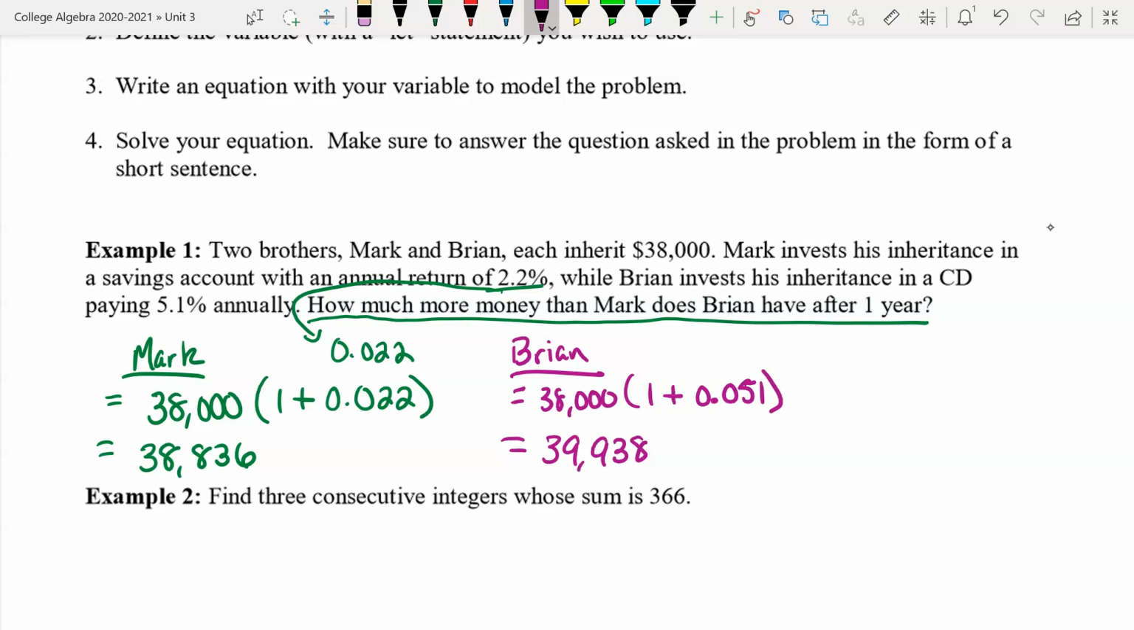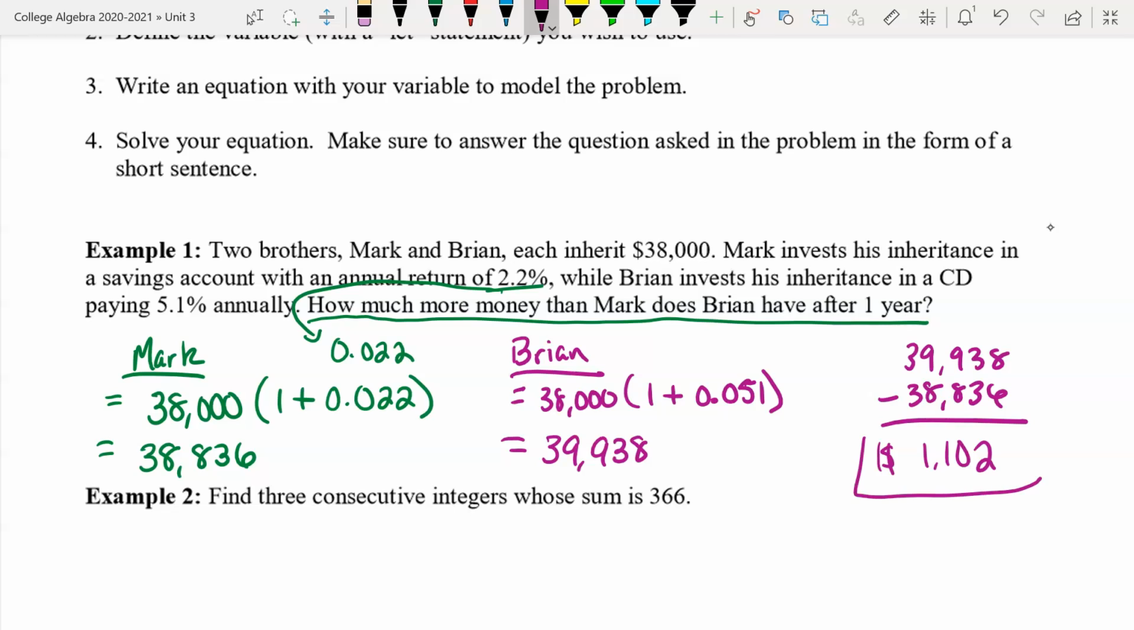It wants to know how much more money than Mark does Brian have. So what you have to do is take the amount of money they got after their 1 year for both of them, and subtract them to figure out how much more money Brian got than Mark. And Brian should have got more money because he got a better interest rate. So the answer to this problem would be $1,102. Because again, Brian had the better interest. All right.